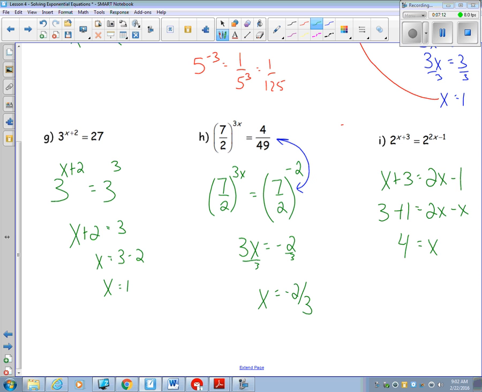And again, if I wanted to check it out, I could. 2 to the 4 plus 3 on the left side. 2 times 4 minus 1. What happens here? On the left side, I got 7. On the right side, I got 2 times 4 is 8. 8 minus 1 is 7. Hey, those two things have to be equal, right? We've just proven it. That happened when x was 4. Let's try a couple more.